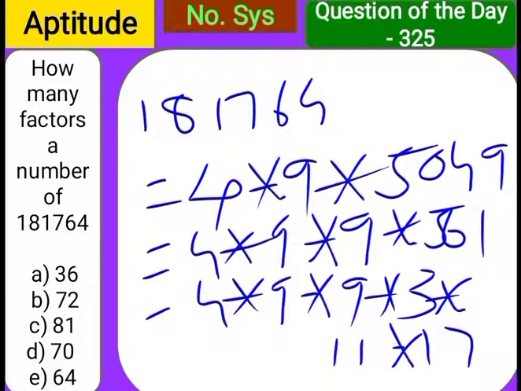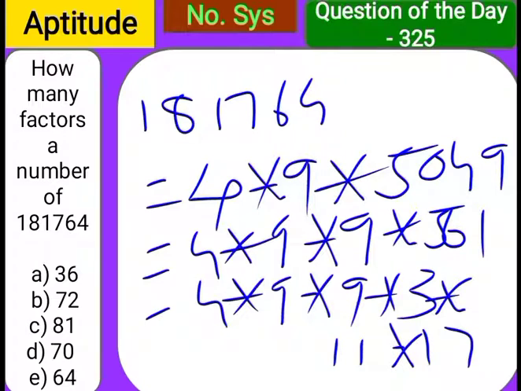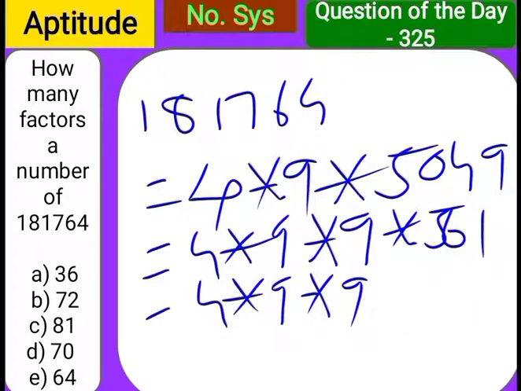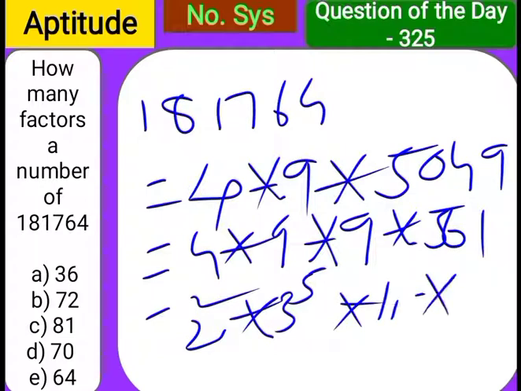First try to divide into prime multiples only, because 4 is not a prime number, but we can write it as 2 square, and 2 is a prime number. 9 is not a prime number, but 9 can be written as 3 square. So this is 2 square, this is 3 square, and this 9 is also 3 square. Then there is one more 3, so we get 3 power 5, and then 11 and 17 come. Now we can write it as 2 square into 3 power 5 into 11 into 17.